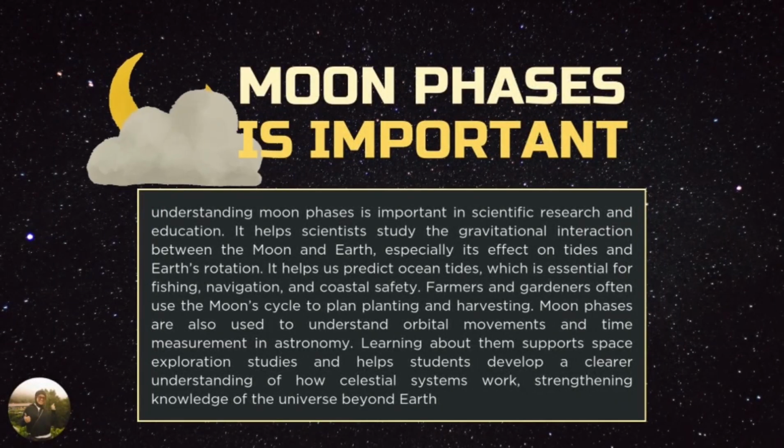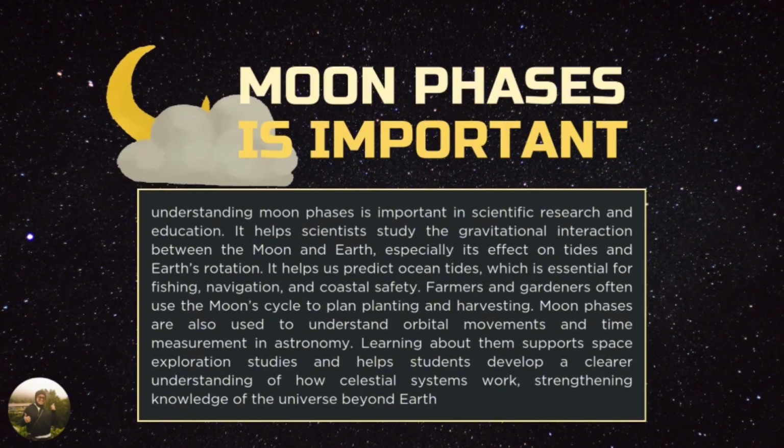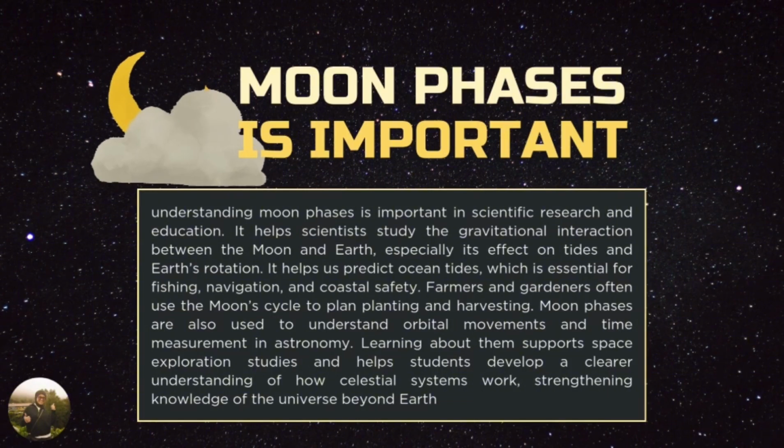Understanding moon phases is important in scientific research and education. It helps scientists study the gravitational interaction between the moon and Earth, especially its effect on tides and Earth's rotation. It helps us predict ocean tides, which is essential for fishing, navigation, and coastal safety. Moon phases are also used to understand orbital movement and time measurement in astronomy. Learning about them supports space exploration studies and helps students develop a clearer understanding of how the celestial system works.